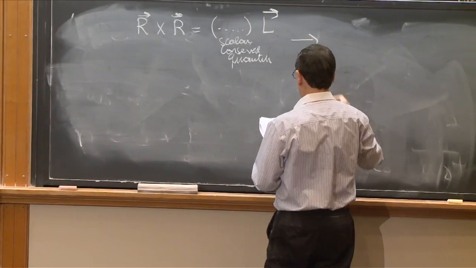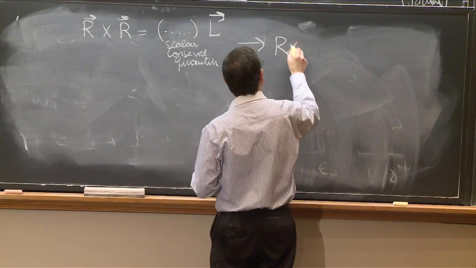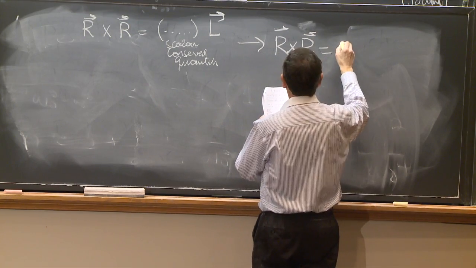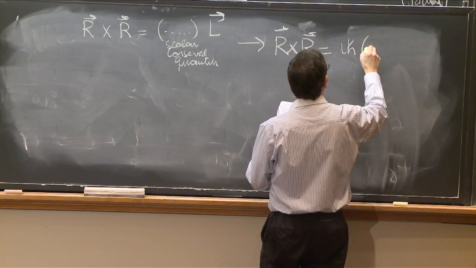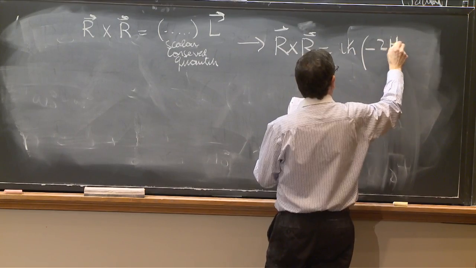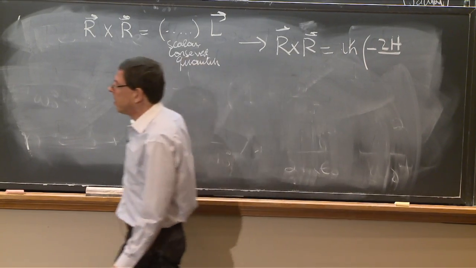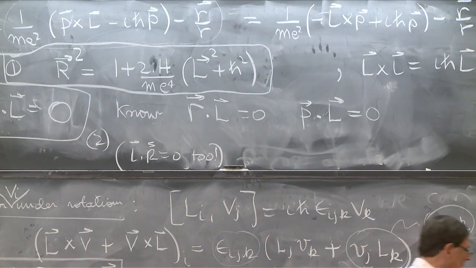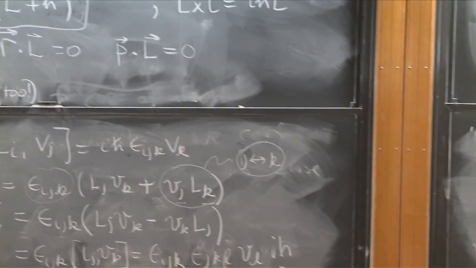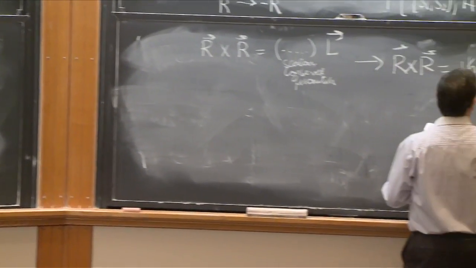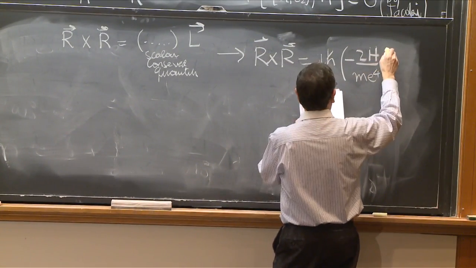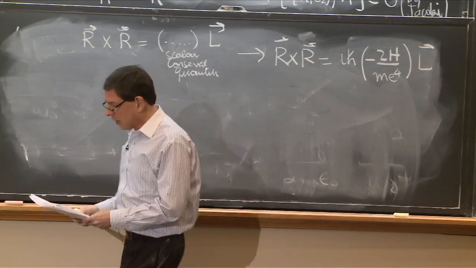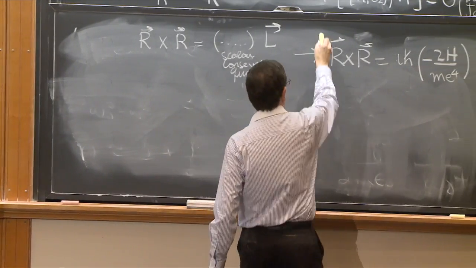This is the sort of thoughtful part of it. And R cross R turns out to be i h bar minus 2 H again. H shows up in several places, like here. So it has a tendency to show up. M e to the fourth L. So this is our equation 4.